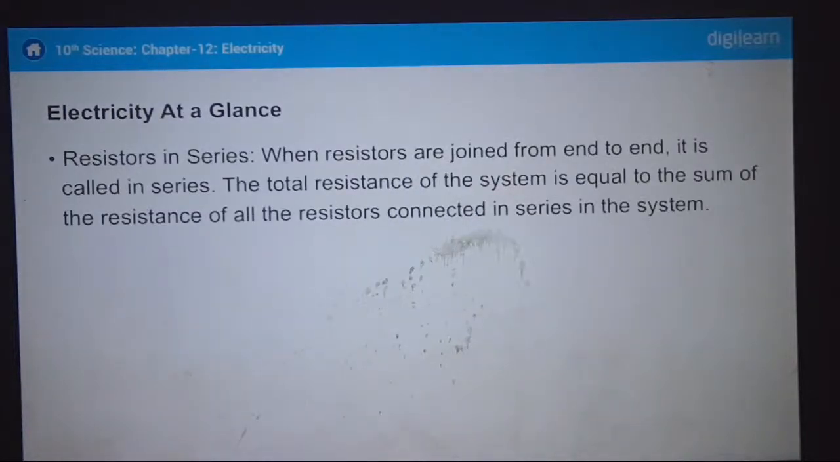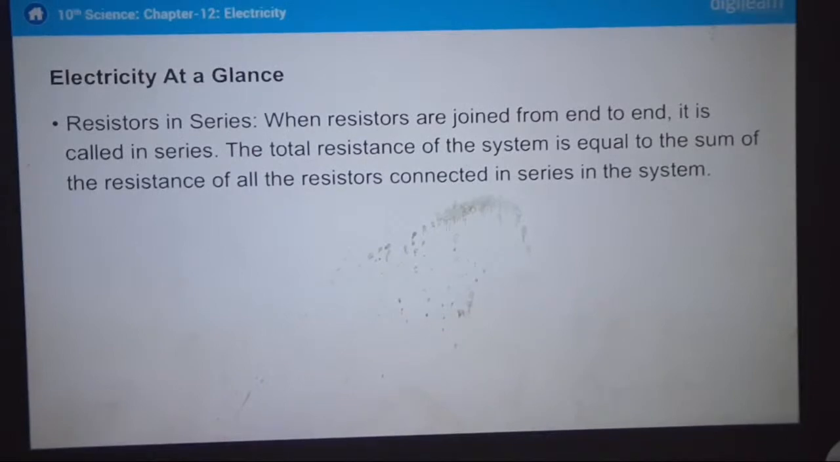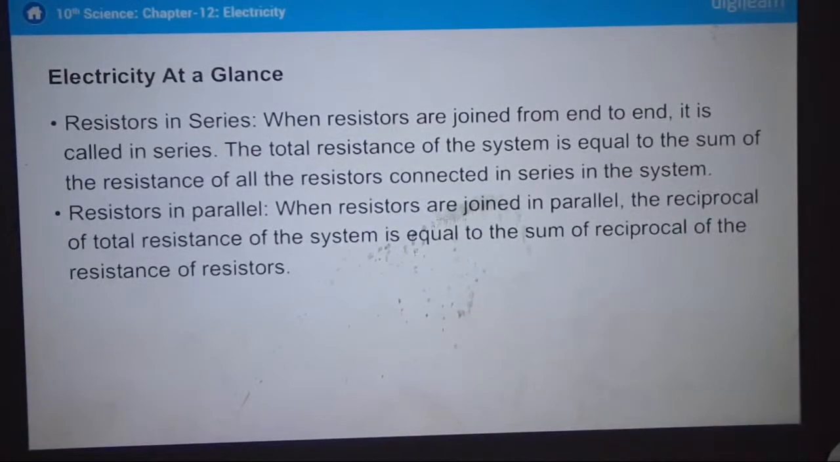Resistors in series. When resistors are joined from end to end, it is called in series. The total resistance of the system is equal to the sum of the resistance of all the resistors connected in series in the system. Resistors in parallel. When resistors are joined in parallel, the reciprocal of total resistance of the system is equal to the sum of the reciprocals of the resistance of the resistors.